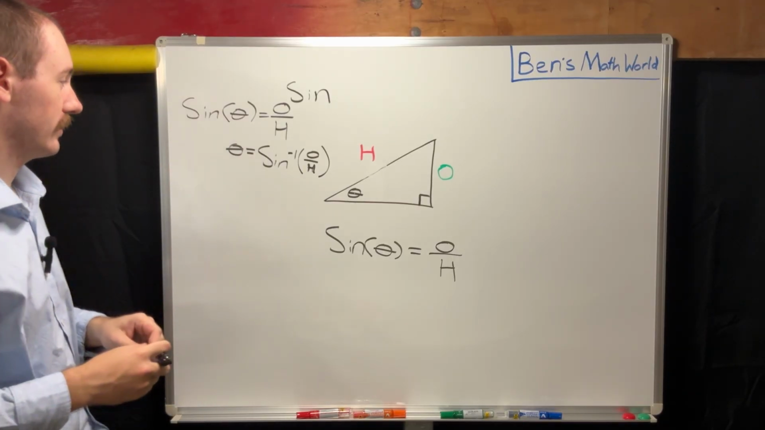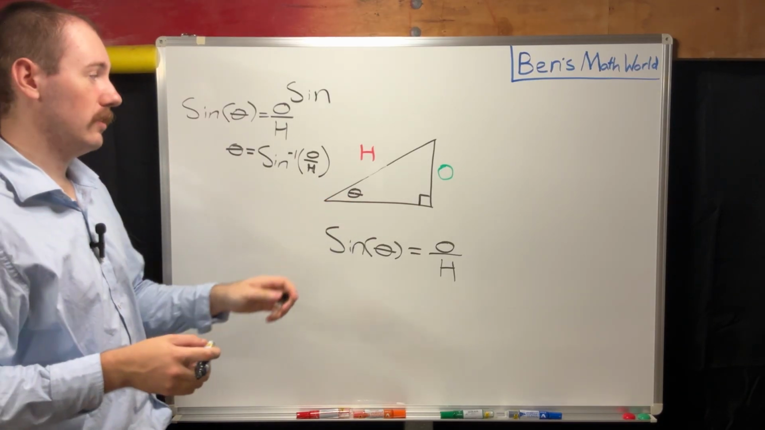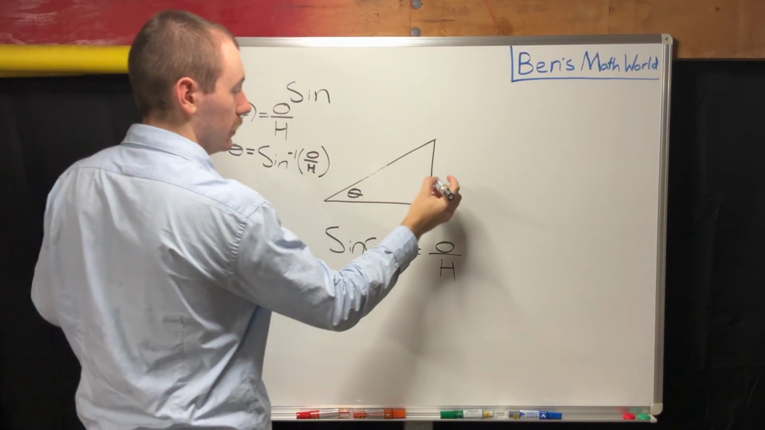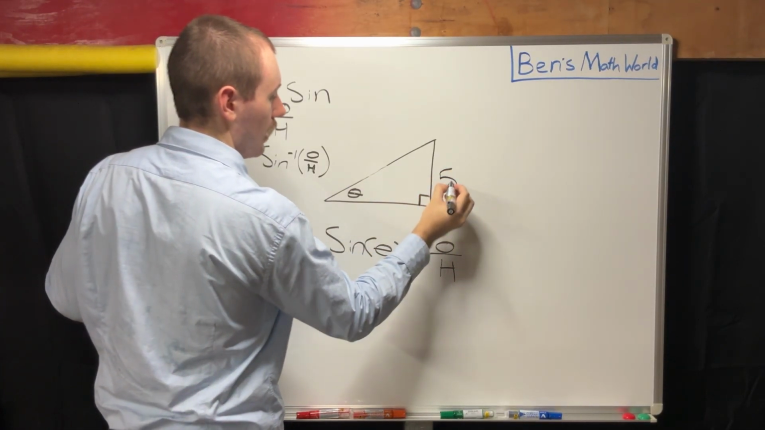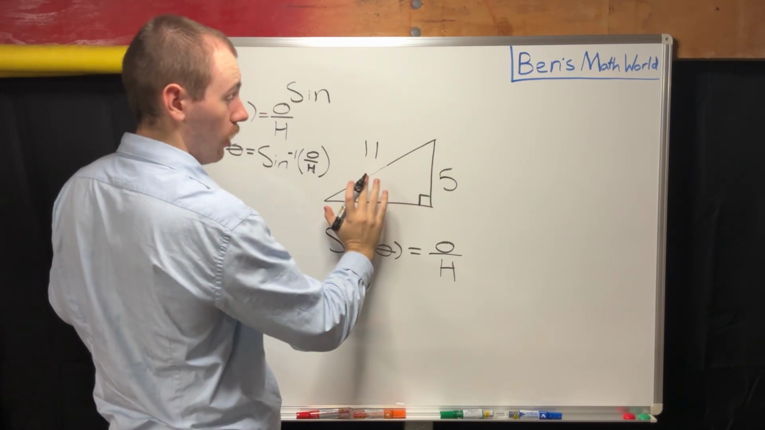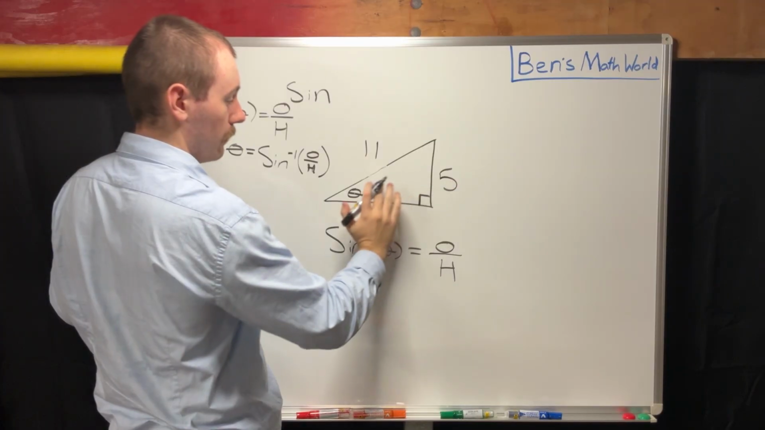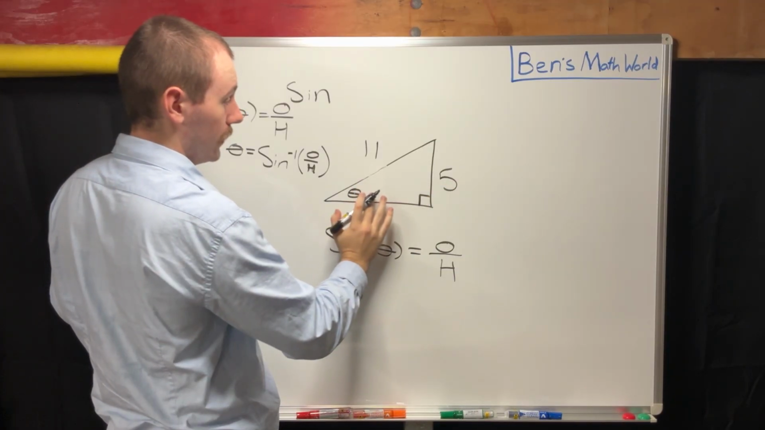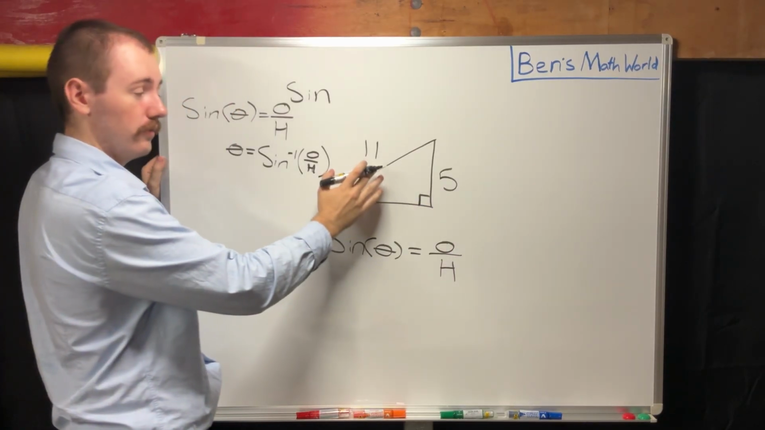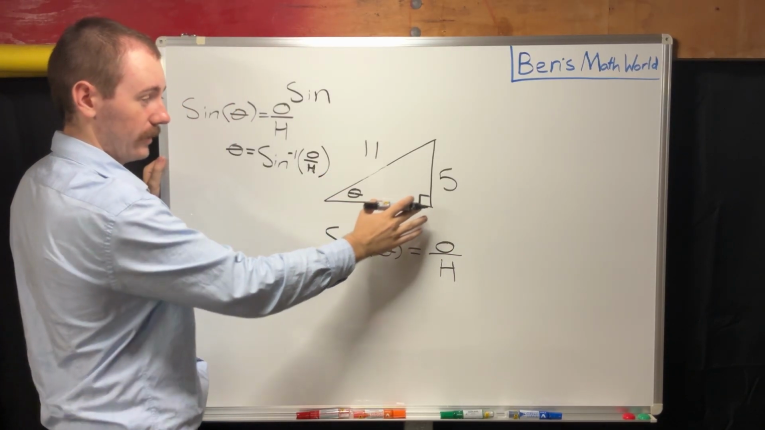So if we were to do an example here where we didn't know theta but we knew opposite and hypotenuse, let's say that the opposite is 5 and the hypotenuse is 11. Now this is the opposite because it's the furthest away. It's on the opposite side of theta. And this is the hypotenuse because it's the longest side, and it's opposite from the right angle.